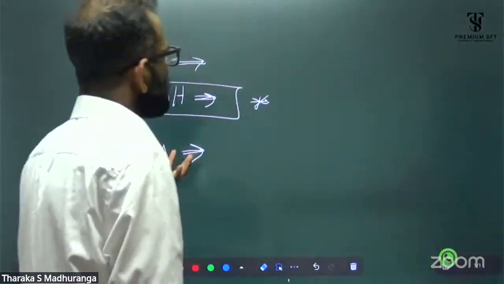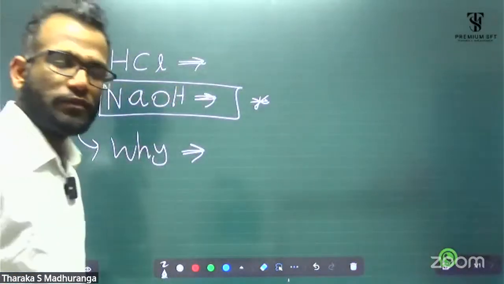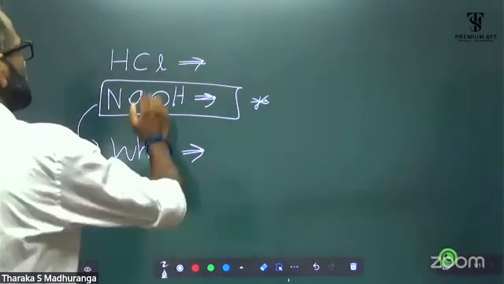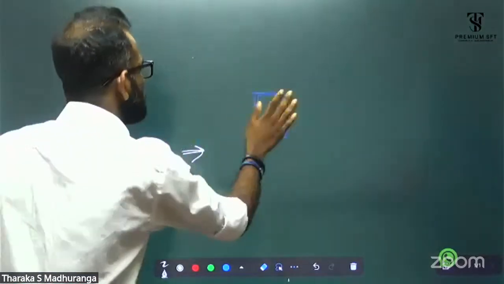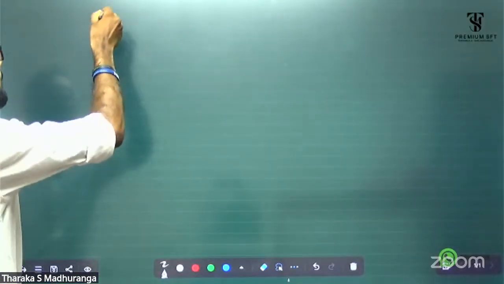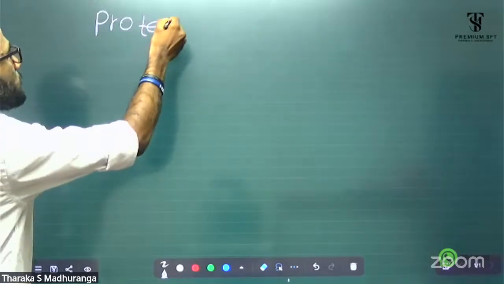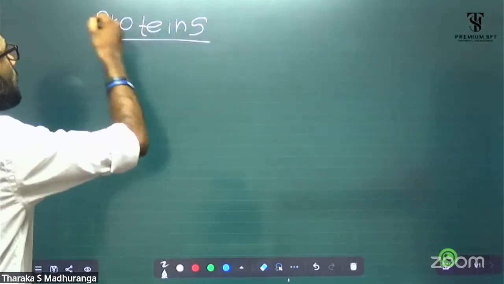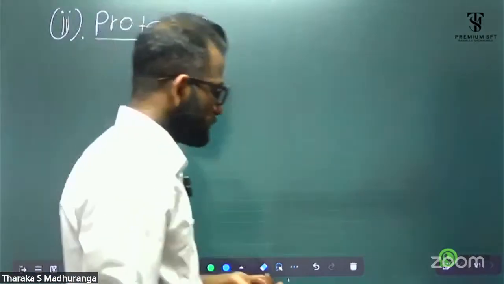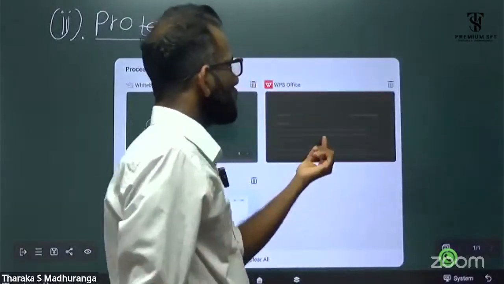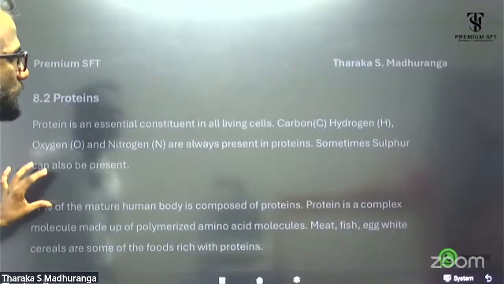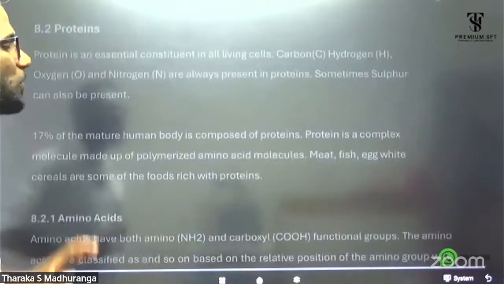The first organic compound we already completed, that is carbohydrate. This is our second organic compound: proteins. Protein is an essential compound in living cells.